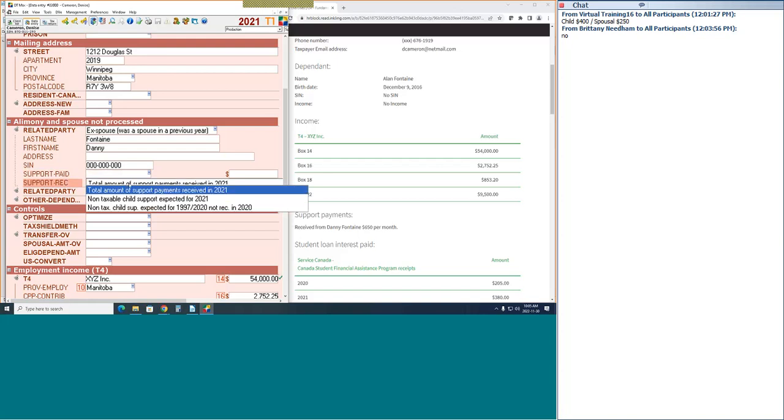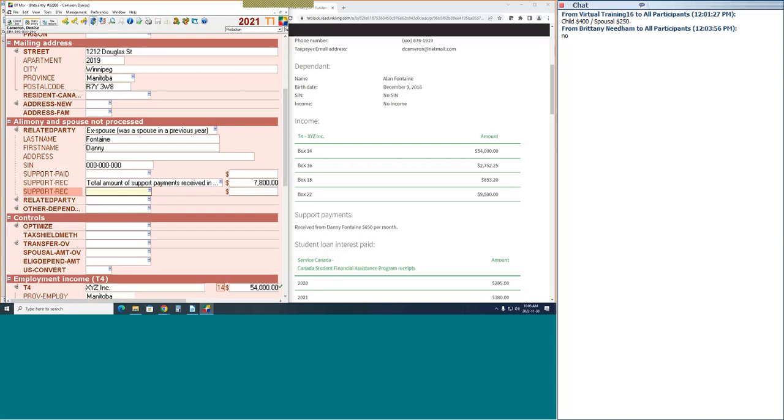You need two numbers for support received. You have to start with the total. So how much total support did she get? If he did everything for 12 months, so if he is up to date with the payments, you're going to put 650 times 12. And remember, you can do the math inside the window if you want to. You don't need to get your calculator out. That's going to be how much money she actually received.